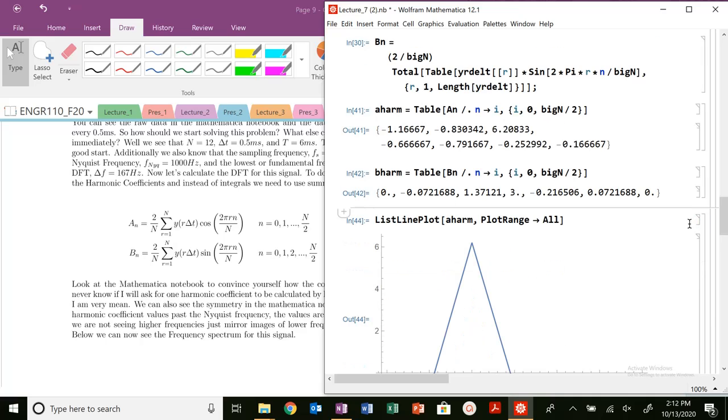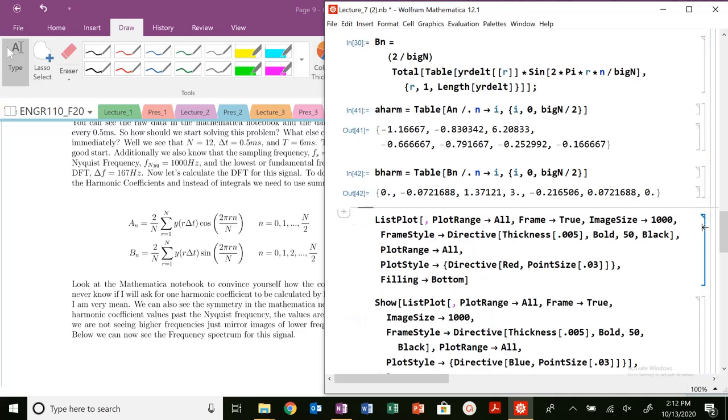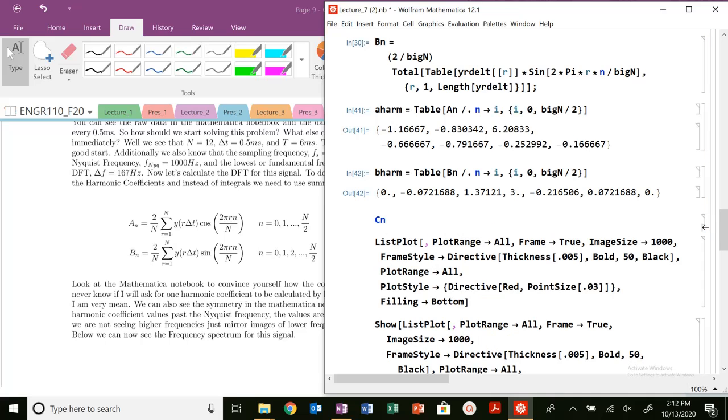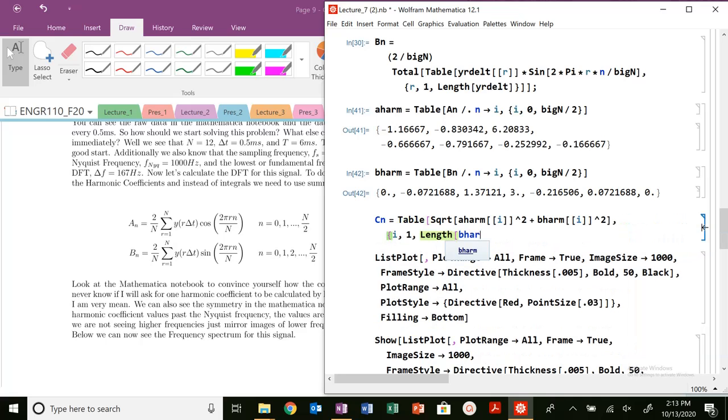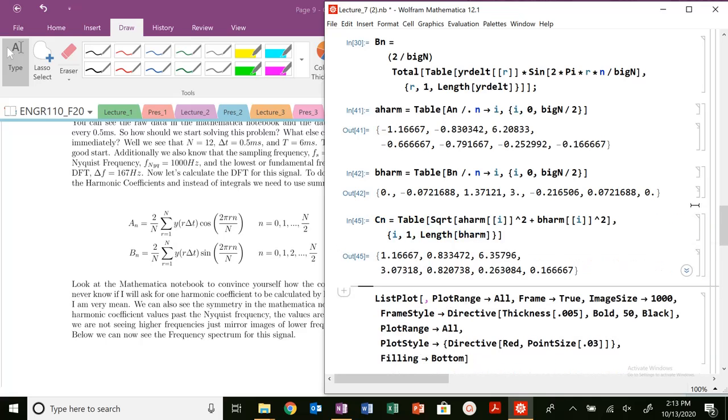So those are my A sub n's. I know how to calculate my C sub n. C sub n is going to equal a table of the square root of A harm i squared plus B harm i squared, for i from 1 to the length of B harm, or A harm, it doesn't matter. So those are my C sub n's.